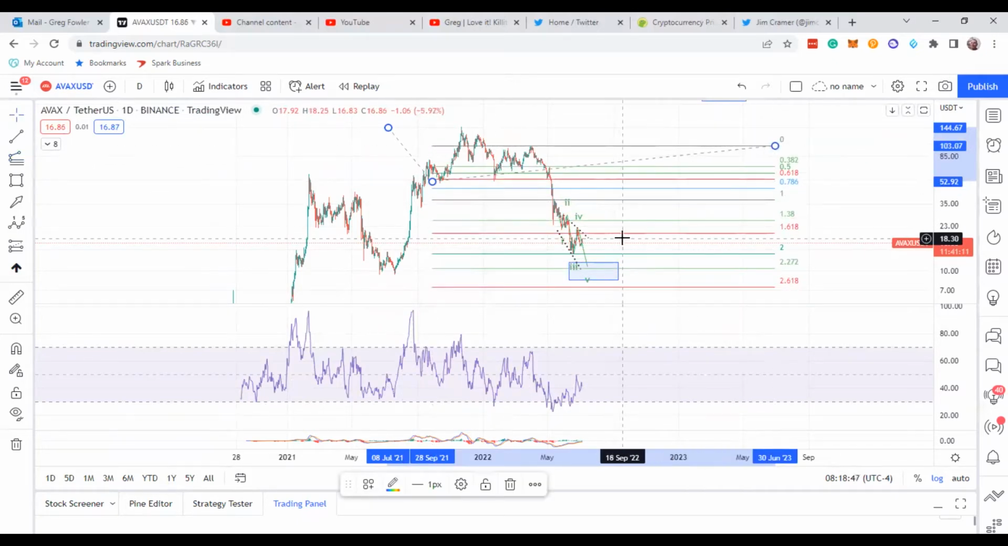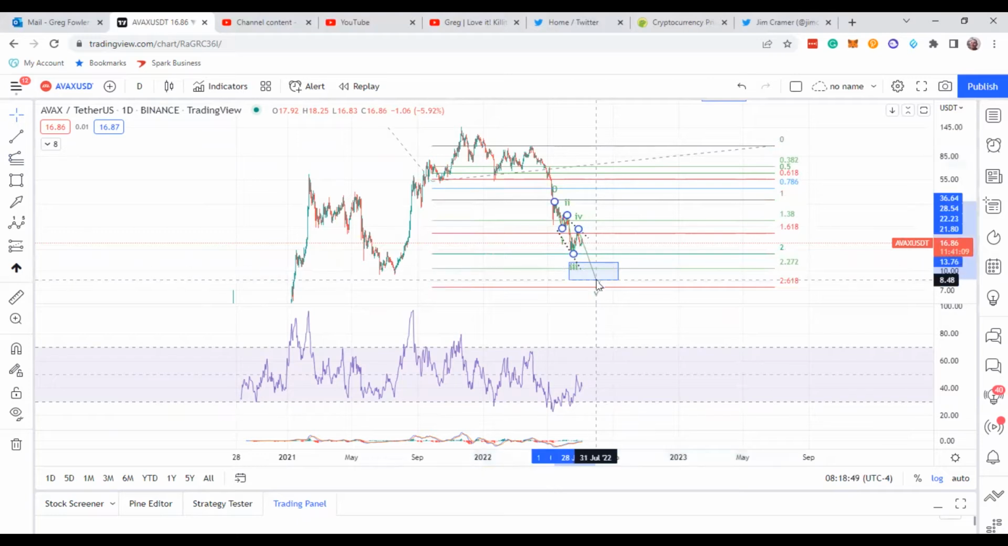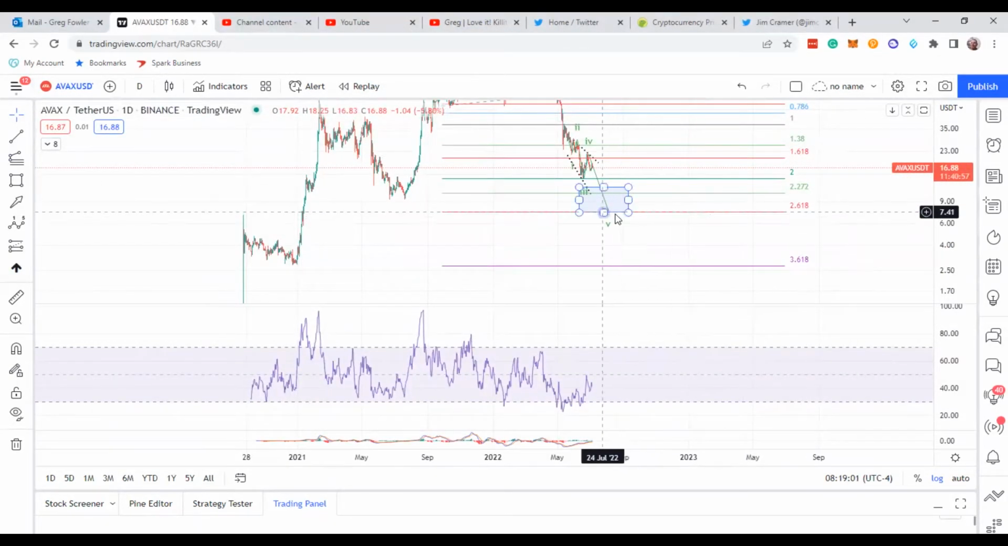All right, it's past 1.618. It could shoot down to those guys at that area, right there. It could drop significantly. These types of moves like to go to the 1.618 and the 2.618. So don't be surprised if it gets down to $7 more or less.